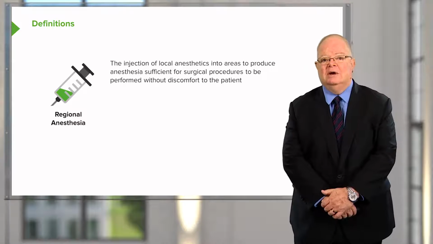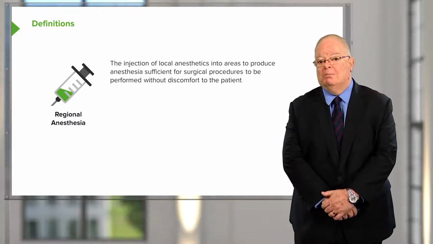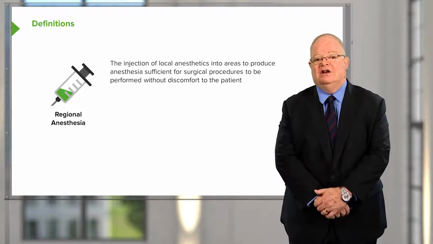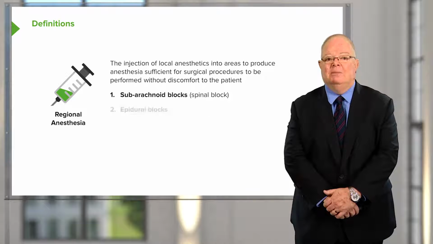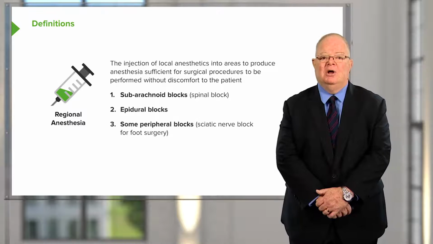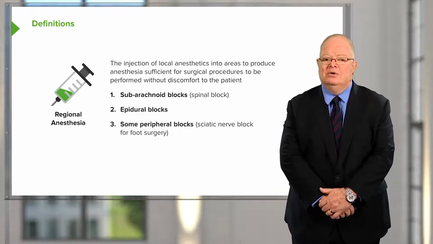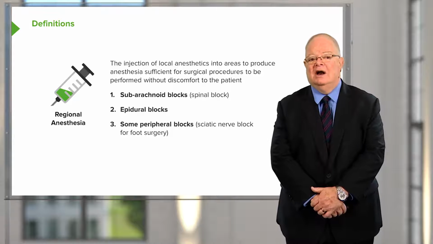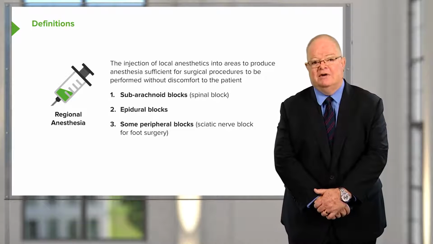The injection of local anesthetics into areas to produce anesthesia sufficient for surgical procedures to be performed without discomfort to the patient. That's regional anesthesia. And that's typical of subarachnoid block or spinal block. It's also typical of what we see with epidural blocks. With peripheral nerve blocks, it's never quite as clear as that. We certainly can do surgery with some of these blocks, but in many cases the blocks are inadequate for surgical anesthesia, but produce excellent postoperative analgesia.